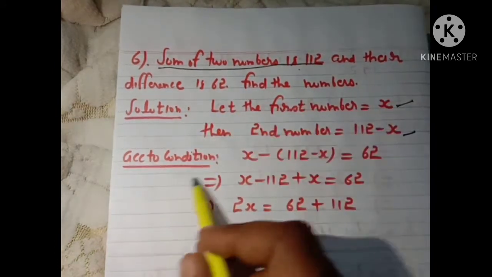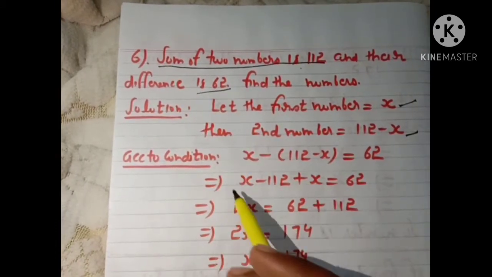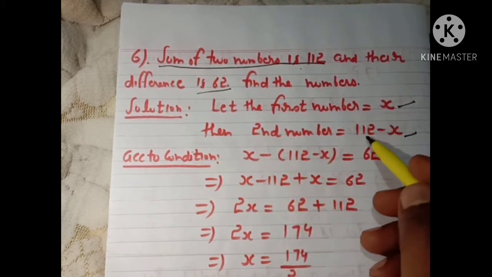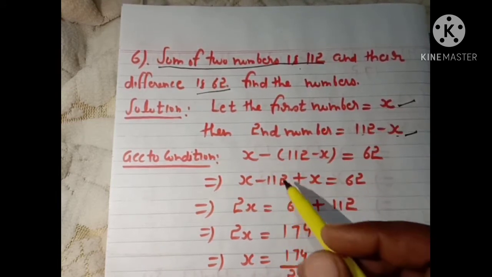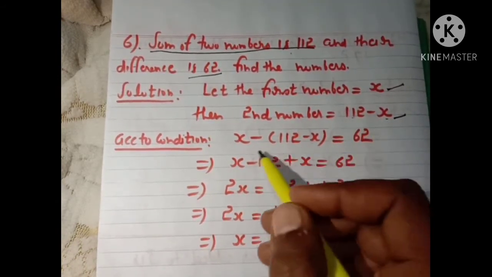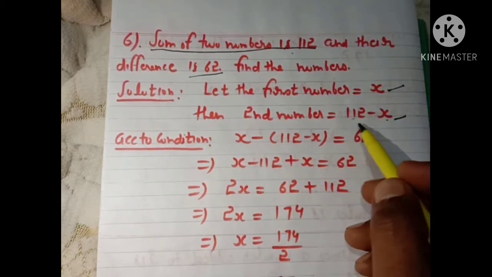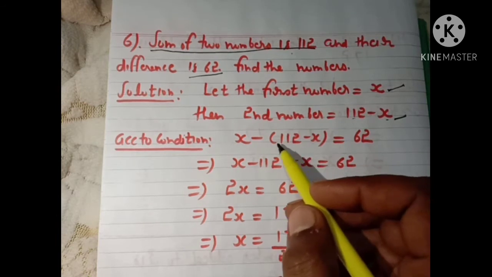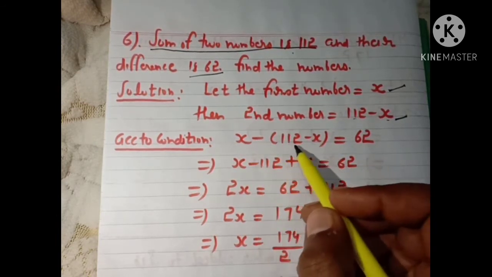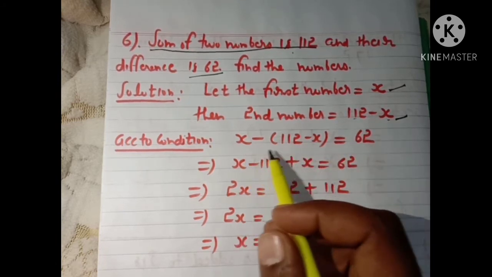Now according to the condition, their difference is 62. So according to this condition, first of all write down the first number, then for the difference we have to subtract the second number from the first number. The first number is x and the second number is 112 minus x. Now you can see here we have to use the bracket, because there is more than one term, and that's why we have to use this bracket here. So it will become x minus, then bracket start, 112 minus x, bracket close, is equal to 62. So in this way we can make this equation.